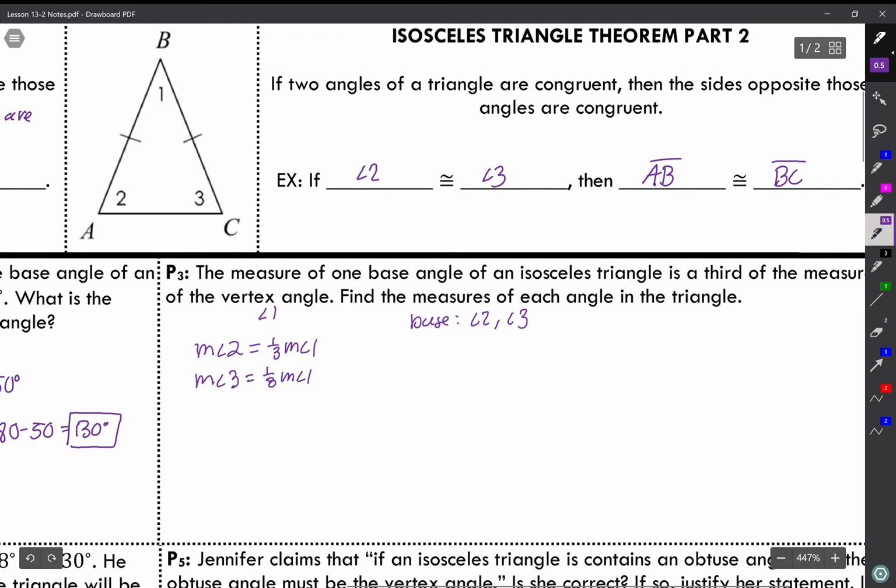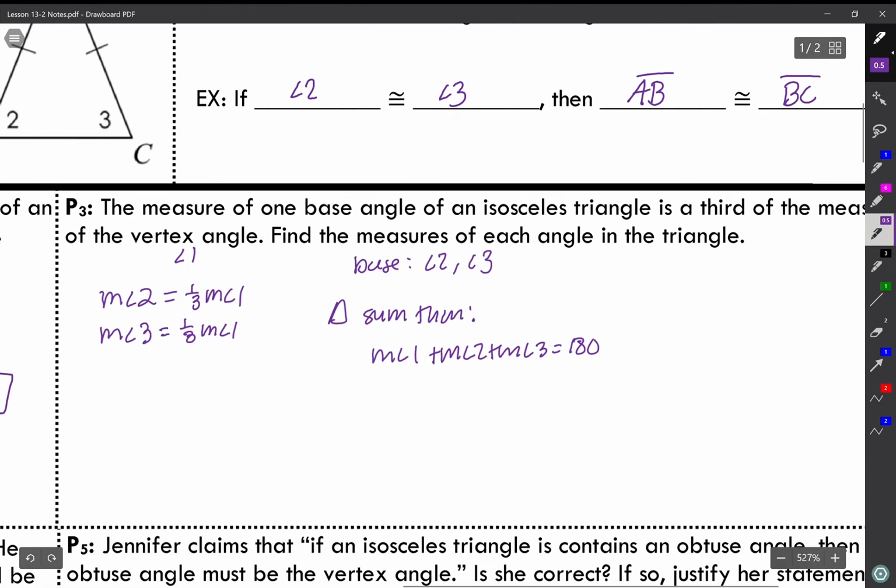Okay, so using the triangle sum theorem, I know that the measure of angle 1 plus the measure of angle 2 plus the measure of angle 3 is equal to 180 degrees. Right? So let's plug in what we know for angle 2 and angle 3. Measure of angle 1 plus 1/3 the measure of angle 1 plus, again, 1/3 the measure of angle 1 is equal to 180. So we want to combine these like terms now. You can think of this as just 1 times the measure of angle 1.